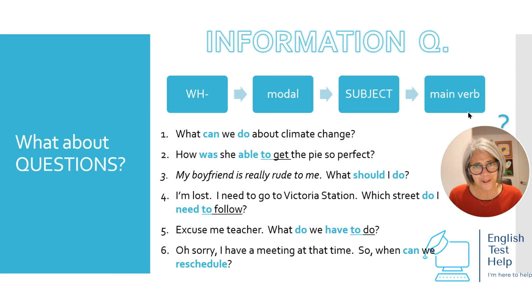Now, I hope I haven't confused you there. Was and do are auxiliary verbs, helping verbs. But you can see in the questions, they're in the same position as the modal verb. WH word, modal verb or helping auxiliary verb, subject, and then main verb. So that's the form for WH information questions.